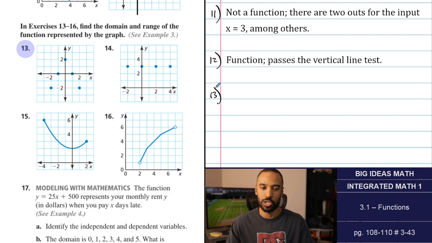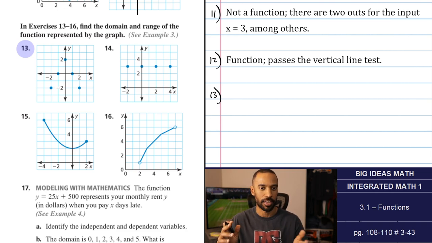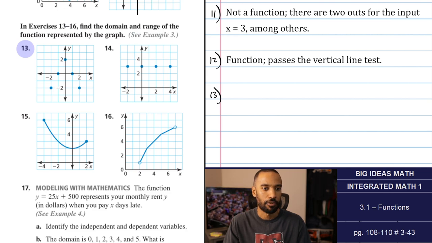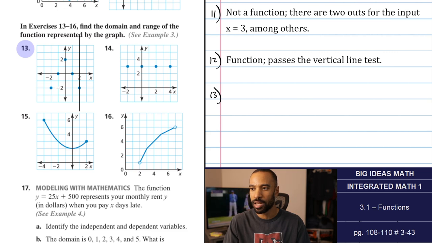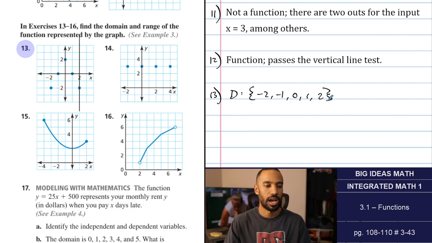So on numbers 13 through 16, we have exactly that. Specifically, numbers 13 and 14, you have discrete relations with specific disjointed points. That means we can write this finite set of values as a list of numbers. Domains are the x values that exist here, and the vertical line thing can still help, not as a test, but as information seeking. This x value here is negative 2. That's when x equals negative 2. This one x equals negative 1 and 0 and 1 and 2. Just because I have a vertical line drawn doesn't mean I'm not talking about these x values right here. So my domain are those five x values: negative 2, negative 1, 0, 1, and 2. The inputs of this set.